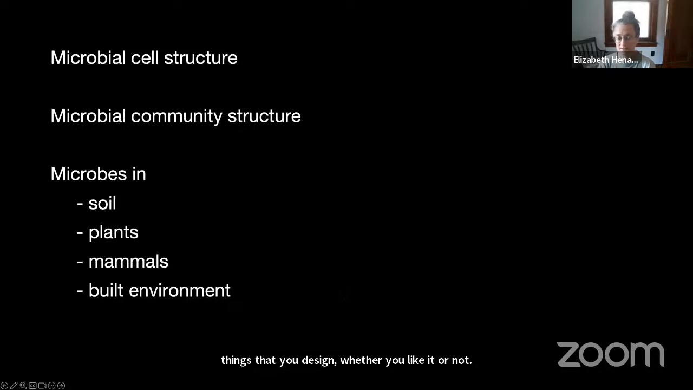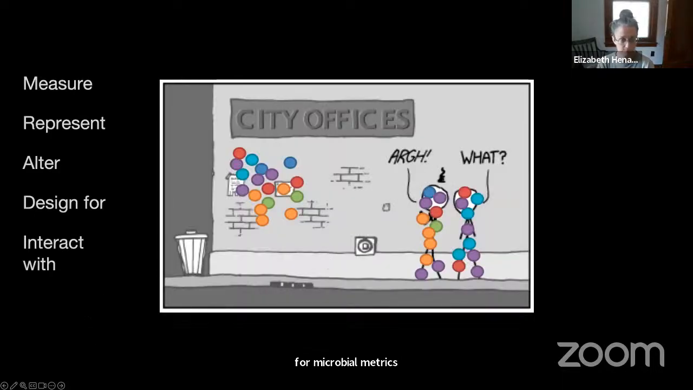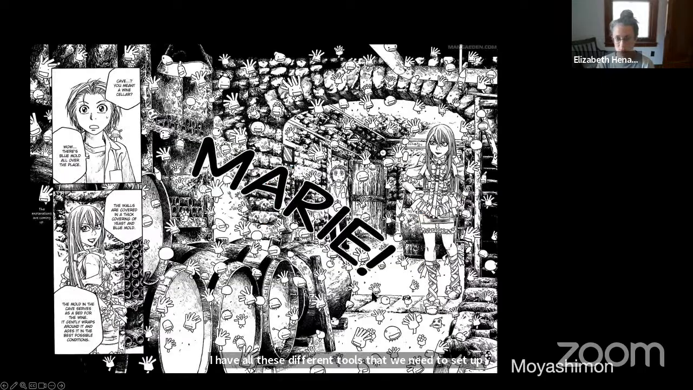And so being able to make those designs explicit for microbial metrics is very important because of their impacts on human health. So we've done a 10,000 foot overview of all these different tools that we need to set up to be able to design for microorganisms. And what I want to talk about now is why the design of the tool itself is important.